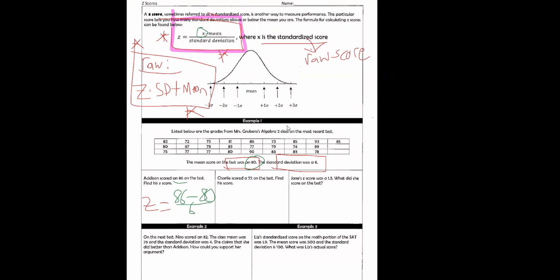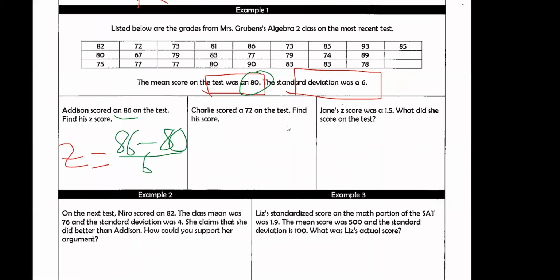The only thing you got to be careful of when you put this in your calculator: put the top in, press equals, then divide by 6. Don't try and put it in all at once. That's where you're going to mess up with these. But if you did 86 minus 80, you would get 6. Divided by 6 is 1.